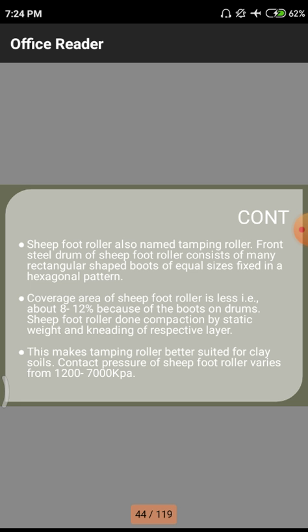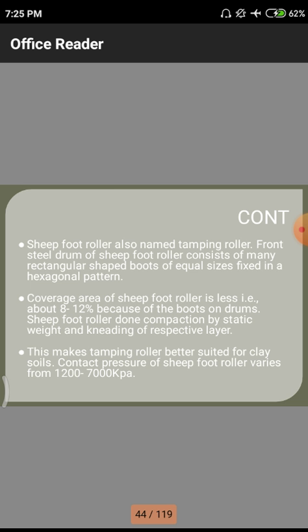The contact pressure of a sheep foot roller varies from 1200 to 7000 kilopascal. That means while the roller is moving, they have to maintain such pressure on those particular clayey soils.